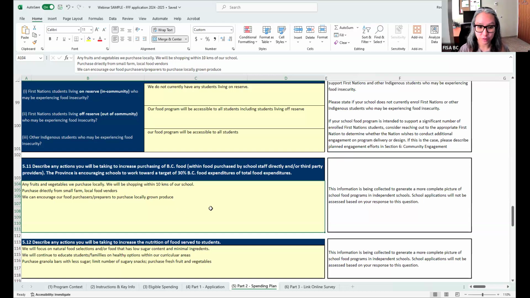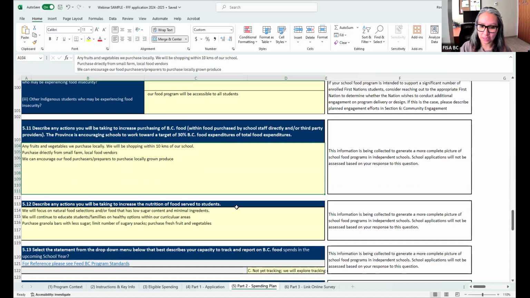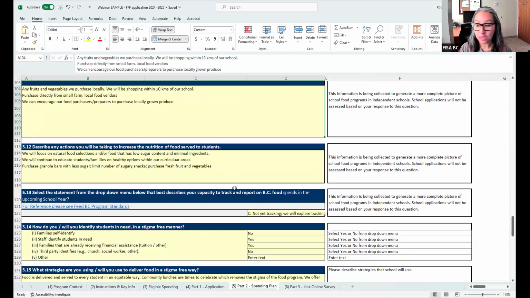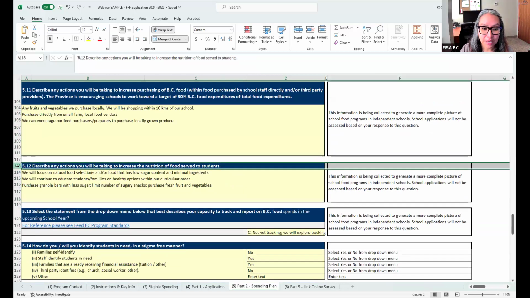So yes, feel free to write anything short and sweet here, just to give us a little bit of what you're planning this year. You can actually take it from your report because you already wrote about this in the report. Okay, I'm moving on to line 113.